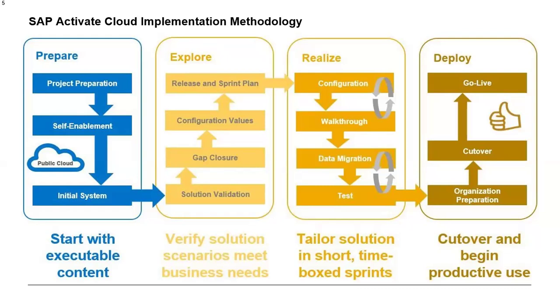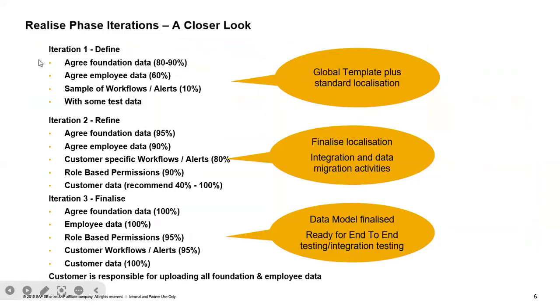Okay, fine. This thing which I have explained to you is called iteration one. That is called the realize, in which you will agree on the foundation data. Whatever the requirement, you will get it from the client. You need to have that done, 80 to 90%. 60% is for employee data in the iteration. Some workflows and alerts I will explain later, but this is the overview of how you will do the implementation.